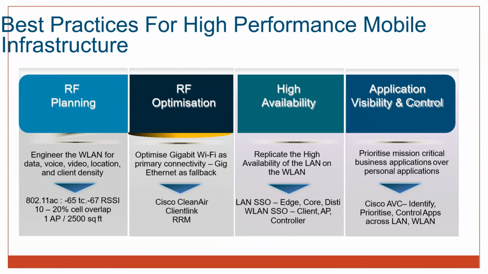So you have to do the RF planning, RF optimization, radio frequency optimization, high availability planning, and then application and visibility. Now, all these WLC controllers, you can enable AVC, application visibility control. You can do the QoS, quality of service related configurations. You can define the RF. You can define the roaming. Everything you can define.